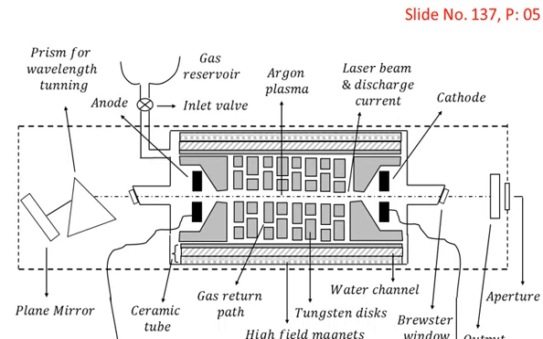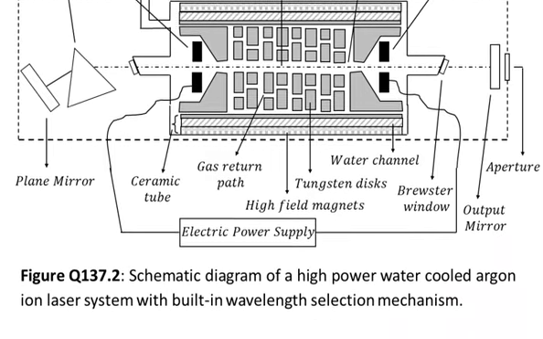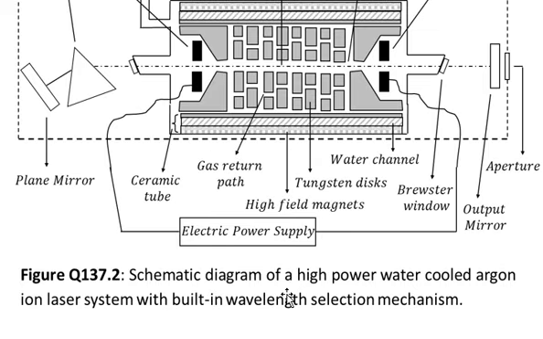This is what you can see. Let me read the caption first. Schematic diagram of a high power water cooled argon ion laser system with built-in wavelength selection mechanism.